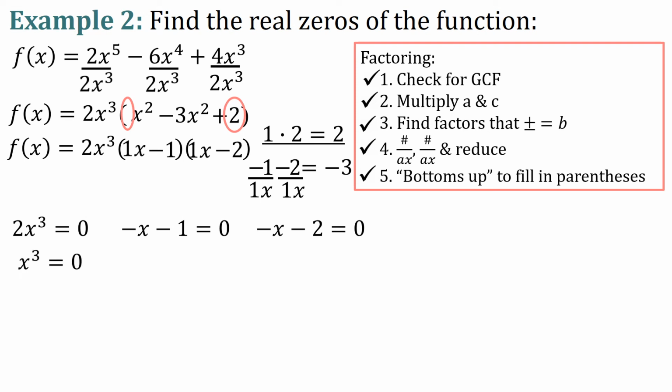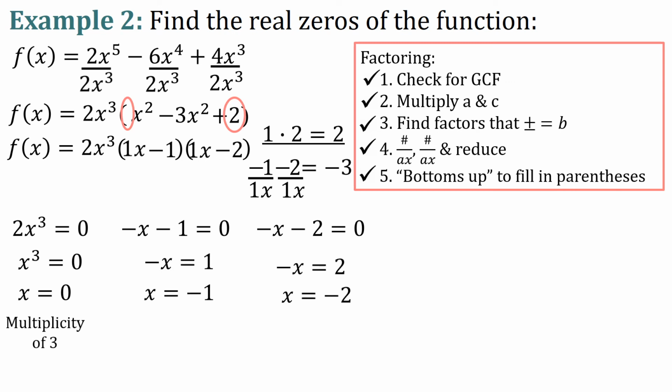First, let's solve 2x cubed equals 0. Well, we have to divide both sides by 2, which is 0. And then we have to cube root, which is 0. Now, because it was an x cubed, this has a multiplicity of 3. All kinds of things are happening on this slide that weren't supposed to happen.